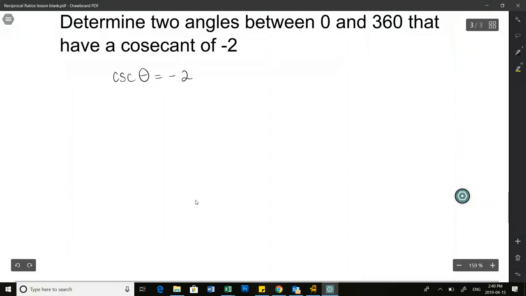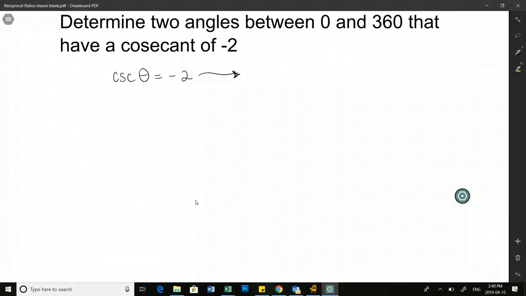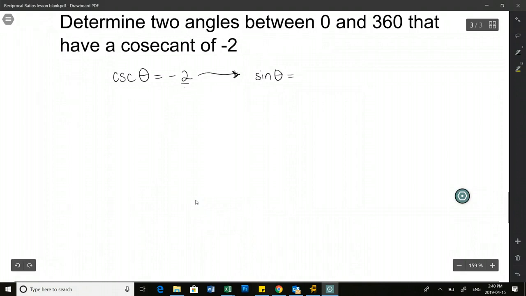Okay, so here's our opportunity. So the very first thing that we want to do here is just switch it into its primary ratio. And the primary ratio for cosecant is sine. So think of this as -2/1. So the reciprocal will be -1/2.